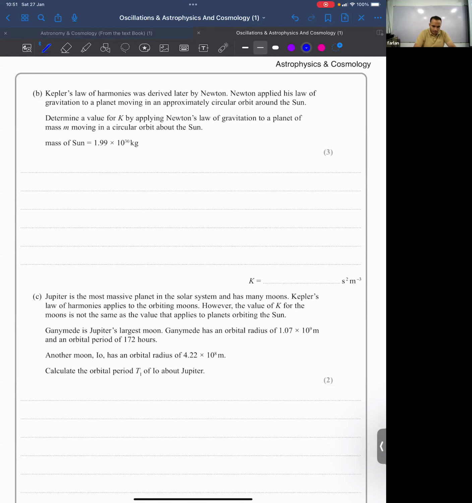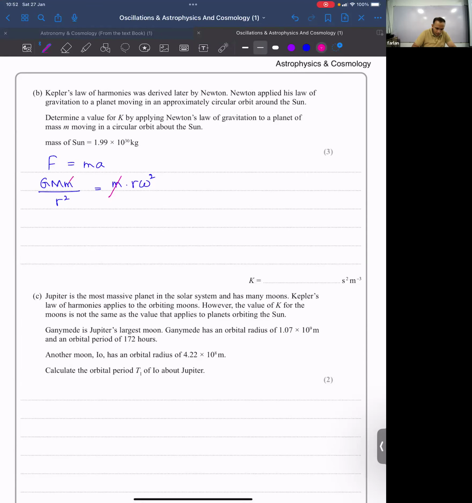So guys, once again, this is the third time we are doing it for the day. We use F equals ma for the planet which is orbiting around the sun. F is GMm over r square. m into a is m r omega square. So simply, the mass of the planet will cancel off. GM equals r square into r, which is r cube, omega square. Omega square, I will write it as (2 pi over T) square.